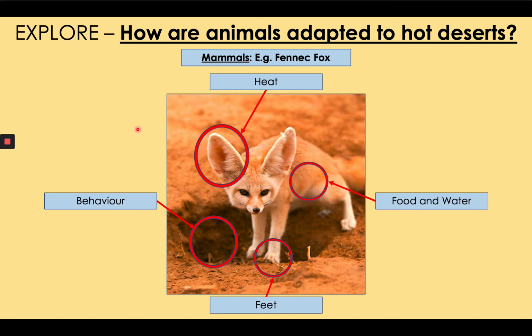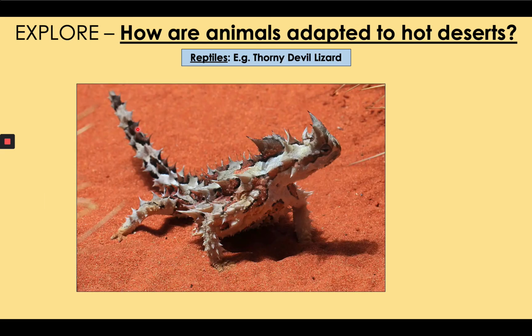Now let's move on to reptiles. It's not just mammals that have survived. Here's a cool looking reptile that you may not know of. It's called the thorny devil lizard, and it's found in Australia's Great Sandy Desert. Just look at it. Look at how it might be adapted. It's very distinctive.